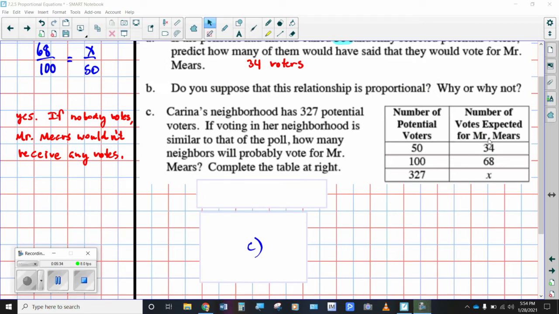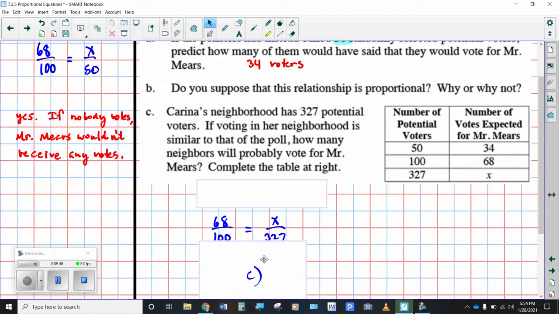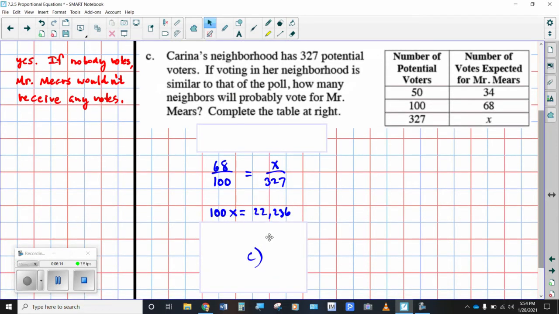All right, so we know that 34 people out of 50 would vote for him, and 68 people out of 100 would vote for him. So how many out of 327 would be likely to vote for him? So you can set up the ratios, and you can use your proportional reasoning. Are you going to say that 100 times 3.27 gives you 68? You could. No. If 100 times 3.27 gives you 327, then 68 times 3.27, that's what I'm trying to say, would give you your number of voters that would vote for Mr. Mears. That's one way of doing it, but my preferred method has always been to cross multiply.